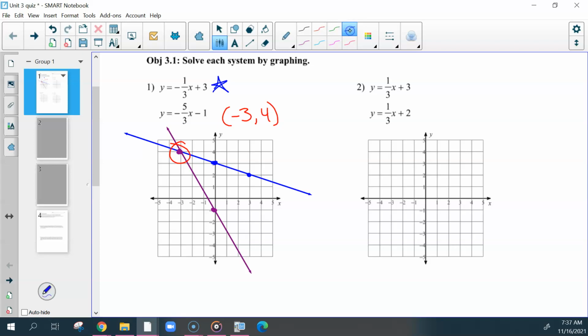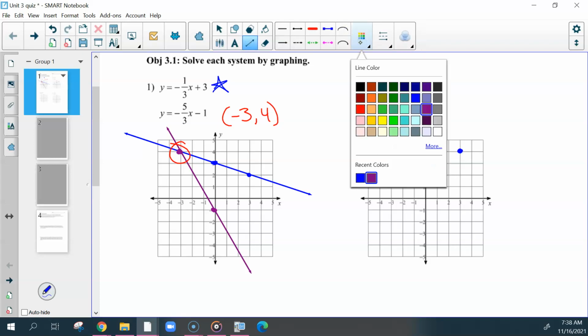For number 2, same process. Our y-intercept is at +3. Our slope is 1/3. We go up 1 to the right 3, and then down 1 to the left 3. And that's as far as I can go with that one. Now I can draw my line.